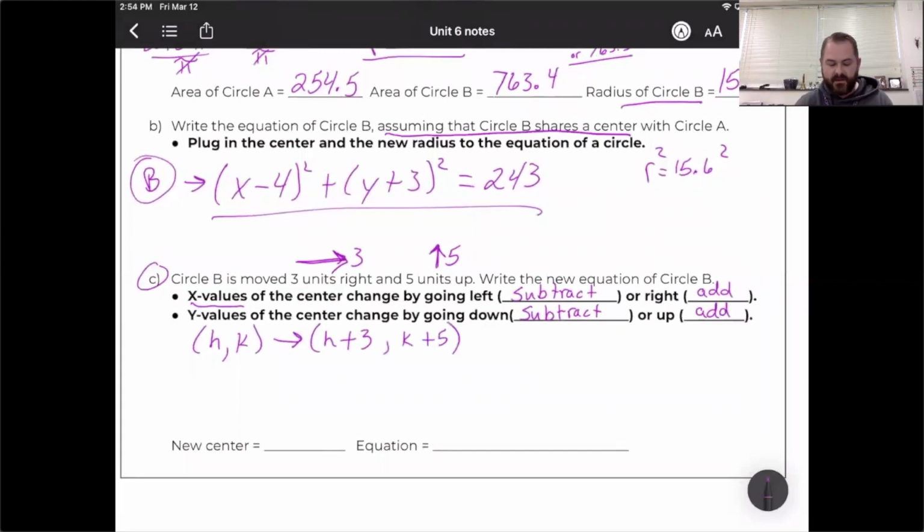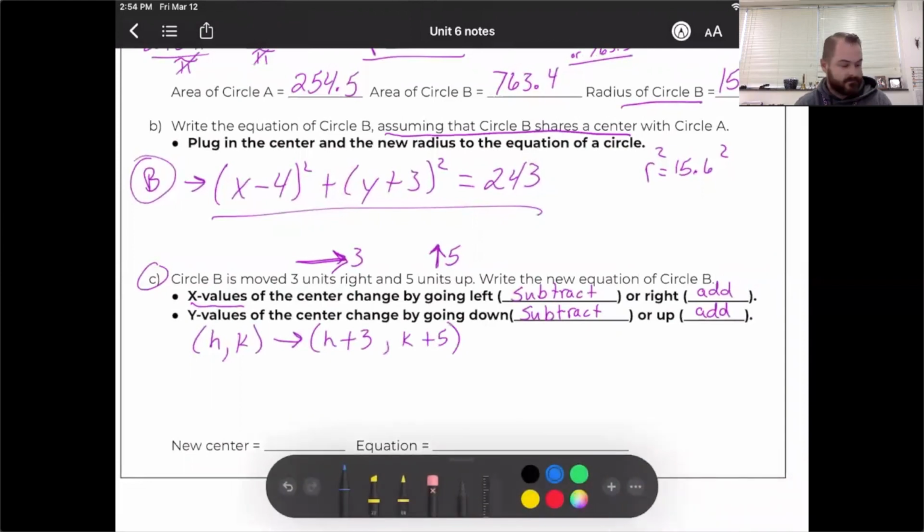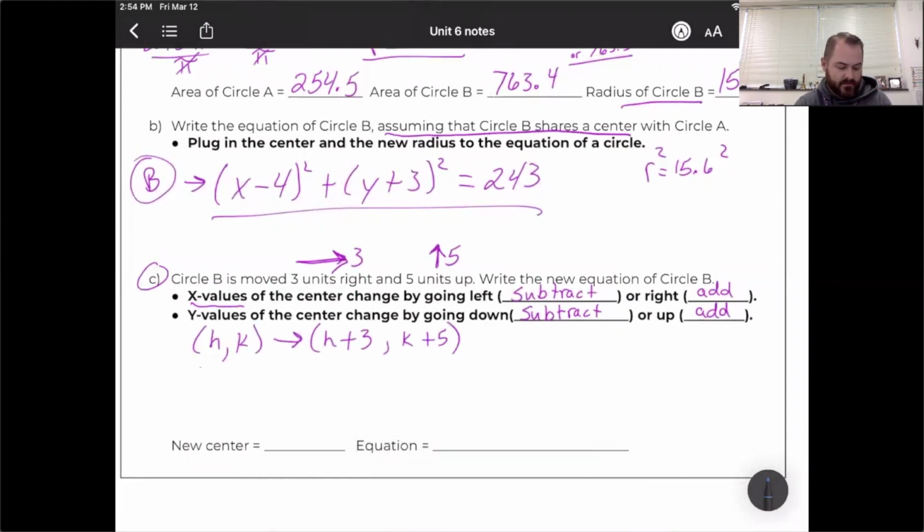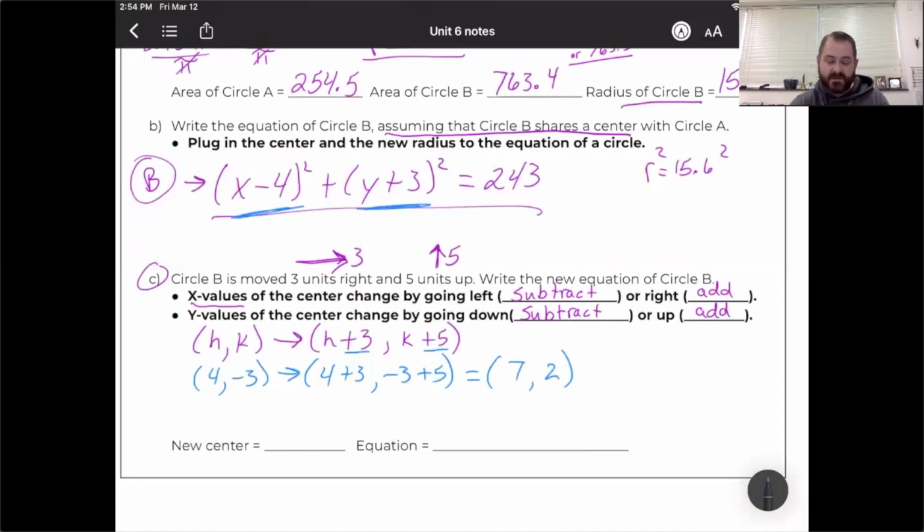Well, then I just plug in the numbers that I have for my equation. My original h was 4. My original k was -3, coming directly from this. So we're going to take 4 and add 3 to it, and take -3 and add 5 to it to get a new center. So the new center: 4 plus 3 is 7, and -3 plus 5 is 2. So the new center is the coordinates 7, 2.